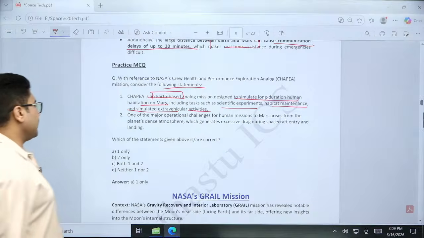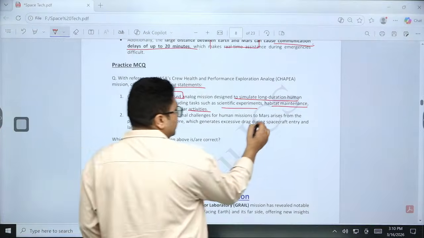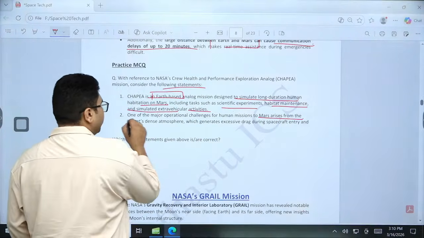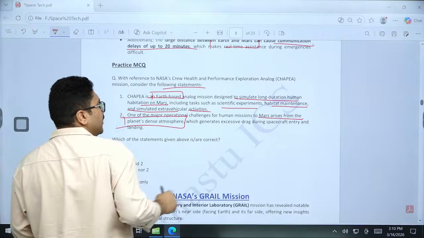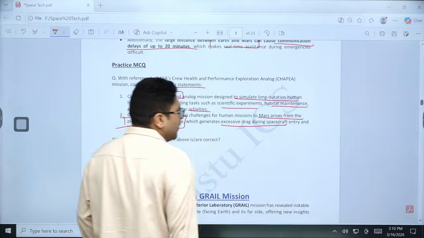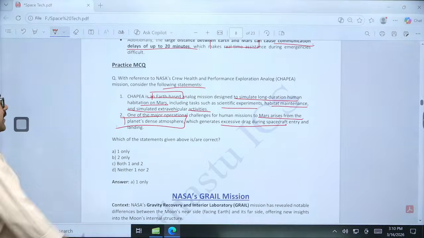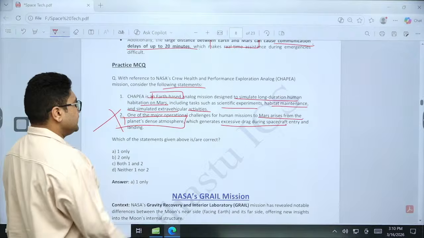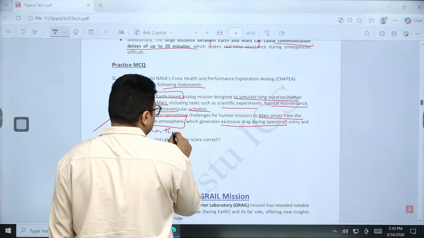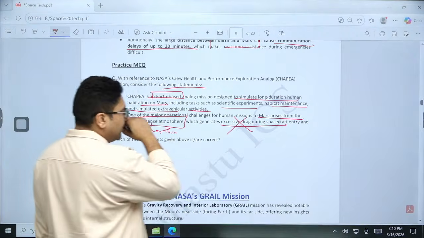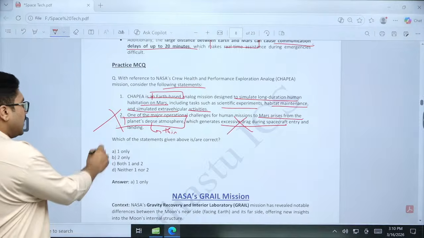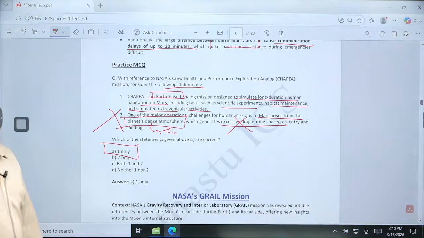Next, one of the major operational challenges for human missions to Mars arises from the planet's dense atmosphere, which generates excessive drag during spacecraft entry and landing. This is absolutely opposite. It has a thin atmosphere, which makes the landing difficult. Therefore, the second statement is wrong. Answer is A, 1 only. Tick.